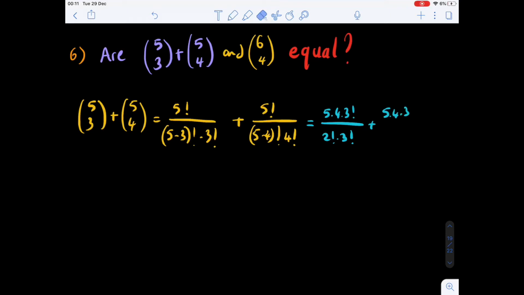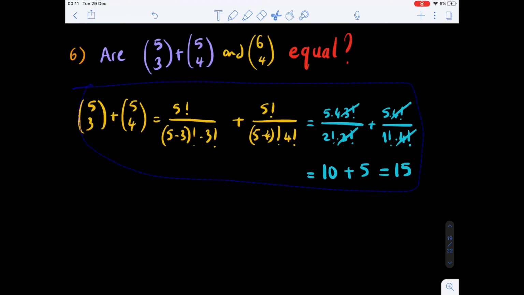No, 5 times 4 is enough, I think. 5 times 4 factorial, because we have 4 factorial in the denominator. So we are going to have 1 factorial times 4 factorial. Finally, the 3 factorials cancel, the 4 factorials cancel. From the first we have 10, from the second we have 5, so in total we have 15. So what about 6 choose 4?